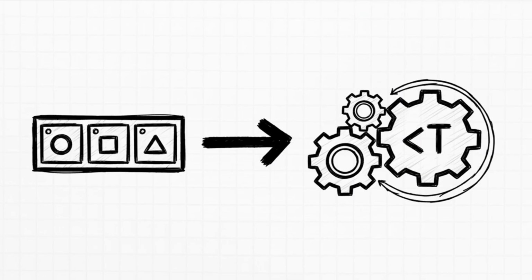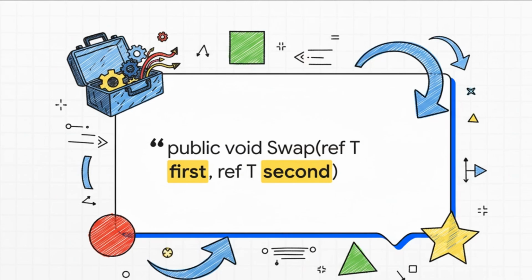But this power isn't just for collections. We can also use generics to build incredibly reusable methods that can perform an operation on pretty much any data type. Let's take a look at the signature for a generic Swap method. See that little T right after the method name? That is the secret sauce. It's a type parameter, and it's basically telling the compiler, hey, this method works with any type, and for now, we're just going to call that type T.